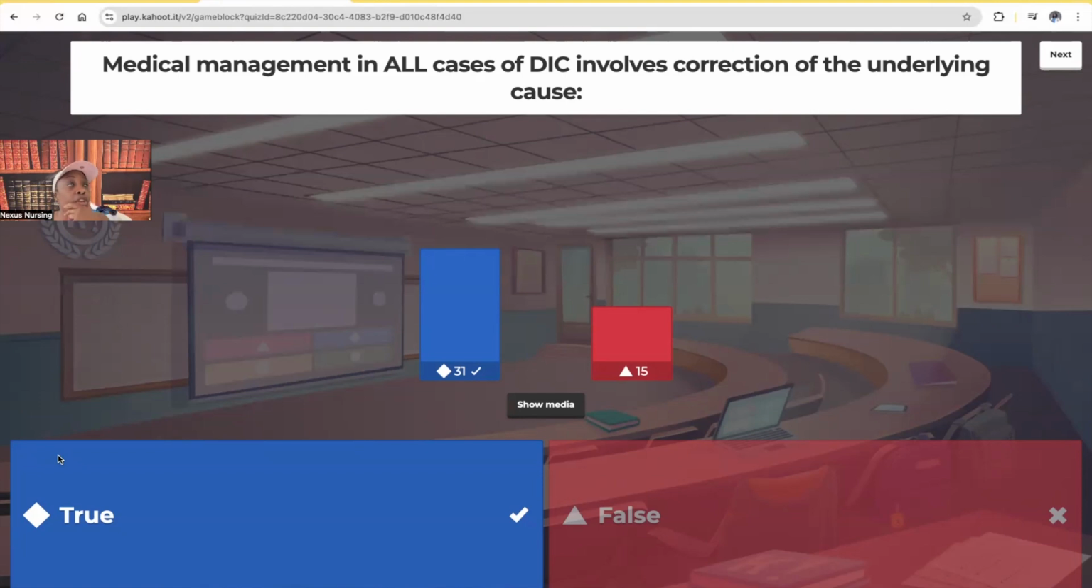Maybe the underlying cause is the ruptured placenta. You're going to have to remove it. Whatever that underlying cause is, part of the management has to include correction of that issue. Okay?